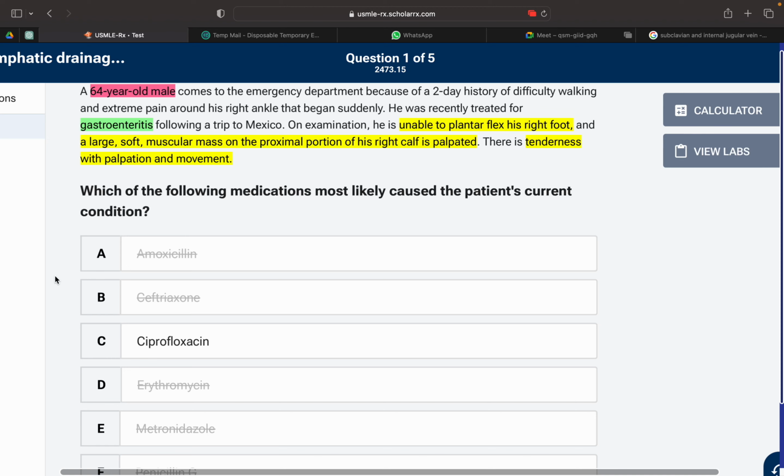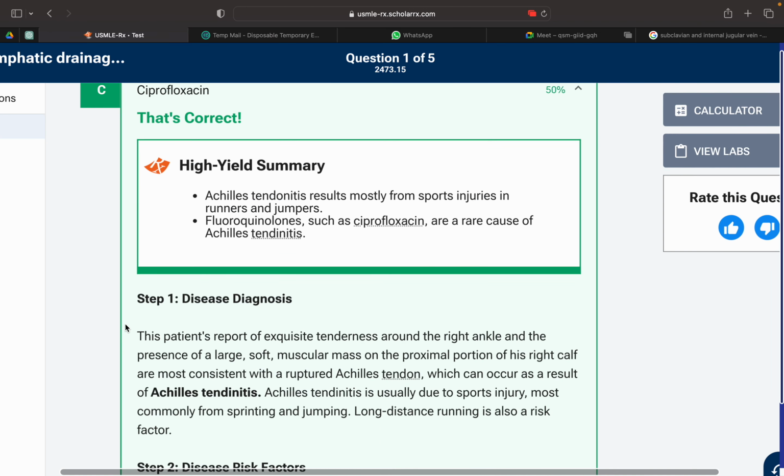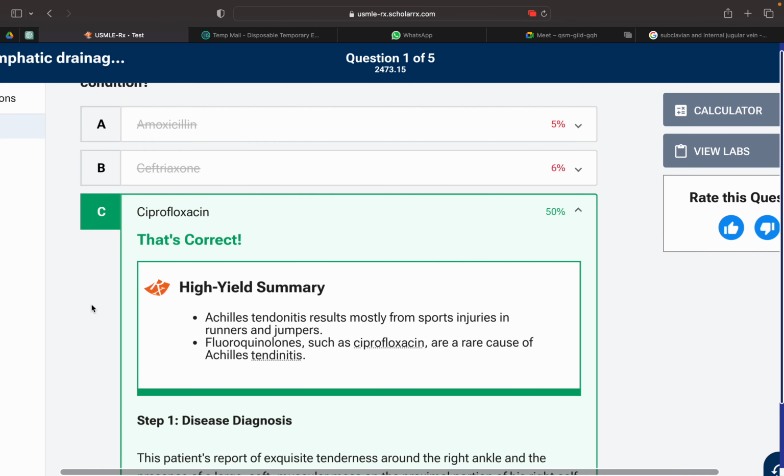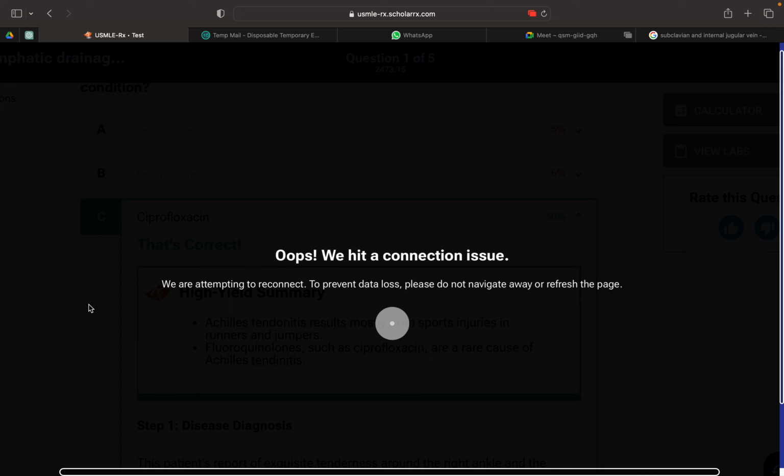Which is actually the pain. Achilles tendinitis means a pain in the tendon in which you cannot plantar flex your right foot. That means, like when we brake in the car or press the accelerator in the car, this is the plantar flexion of our foot. We cannot do that, we are unable to do that, and that is just because of the ciprofloxacin, and that's your correct answer.